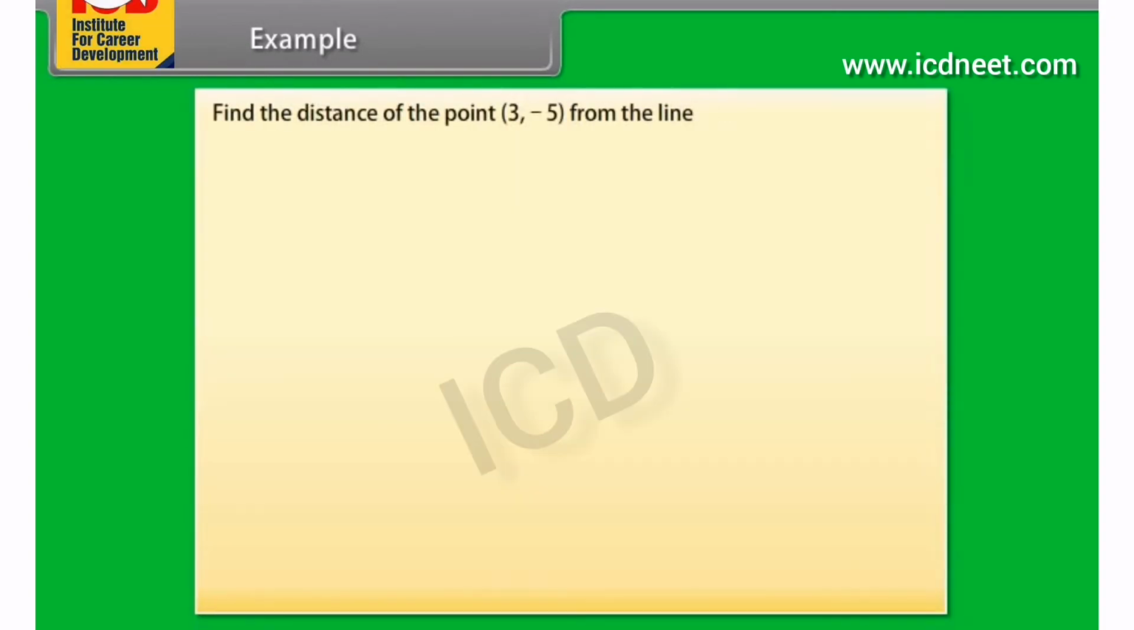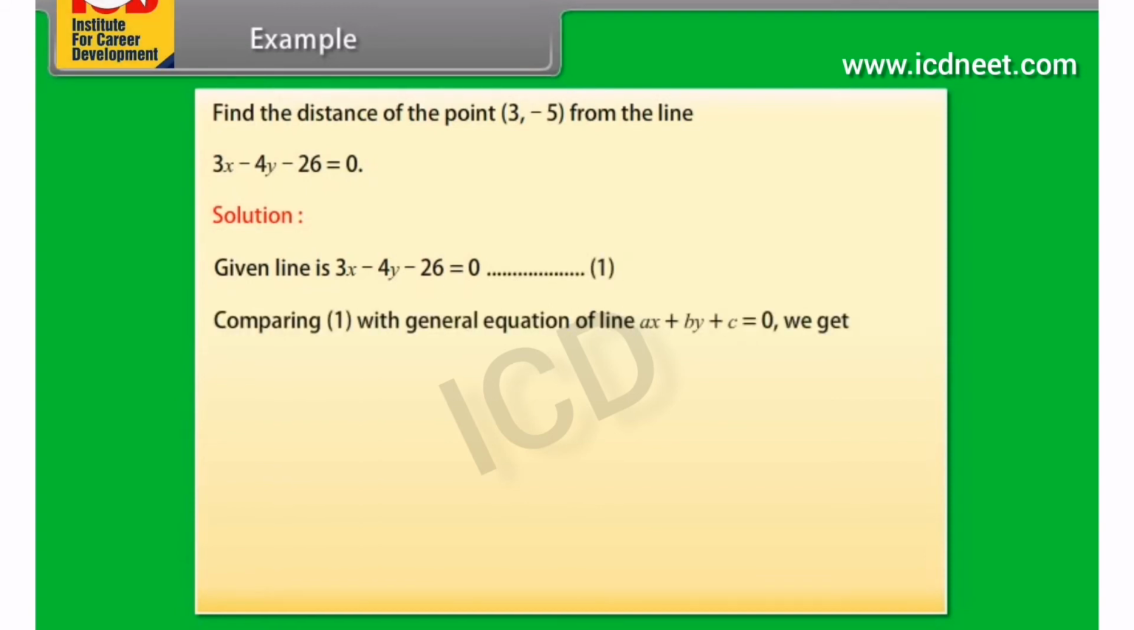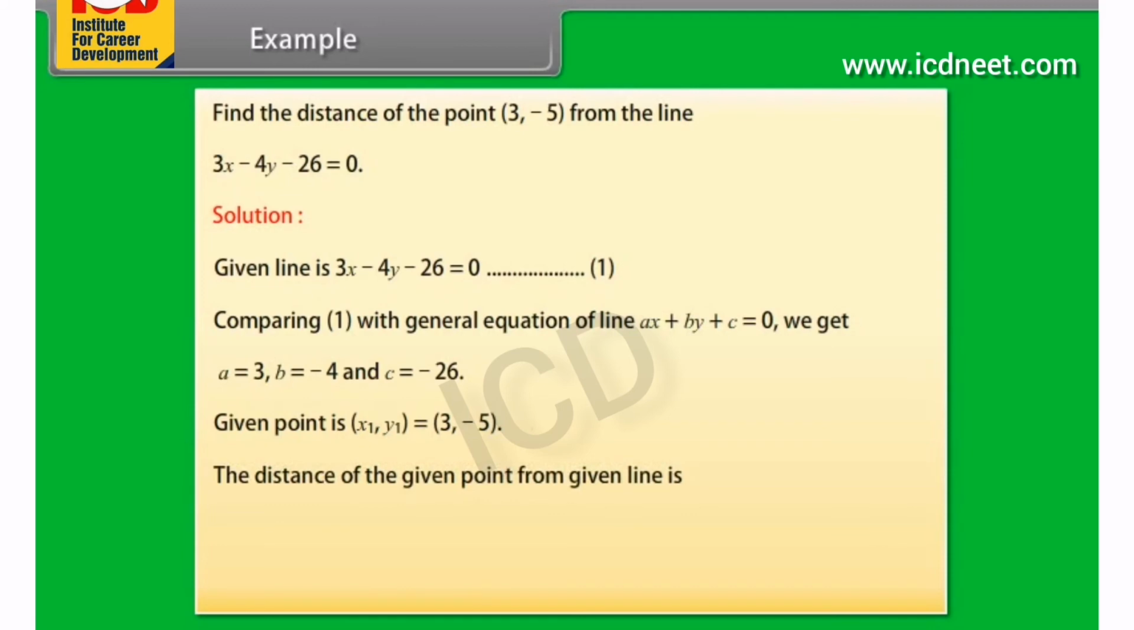Example. Find the distance of the point (3, -5) from the line 3x minus 4y minus 26 is equal to 0. Solution. Given line is 3x minus 4y minus 26 is equal to 0. Mark it 1. Comparing 1 with the general equation of line ax plus by plus c is equal to 0, we get a is equal to 3, b is equal to minus 4 and c is equal to minus 26. Given point is x1, y1 is equal to (3, -5). The distance of the given point from the given line is d is equal to 3 by 5.